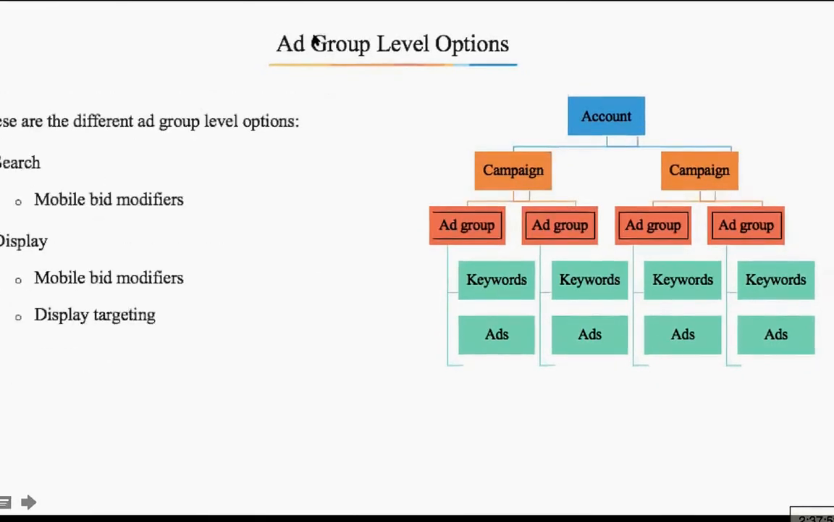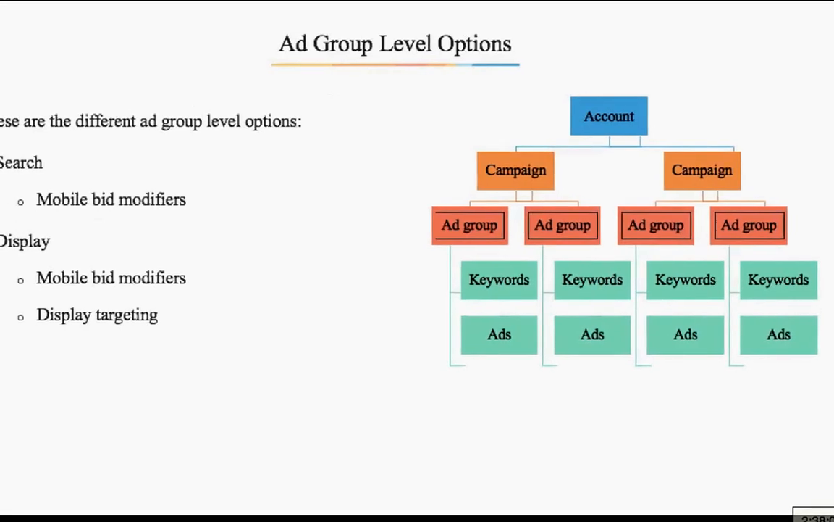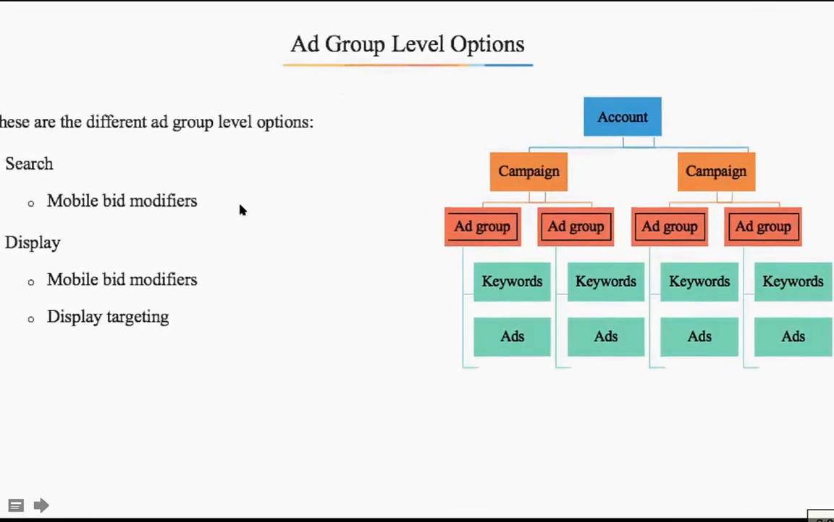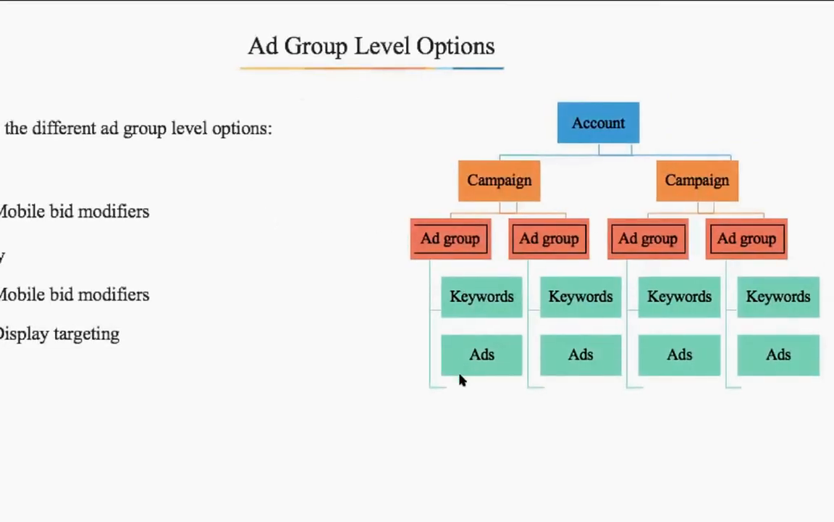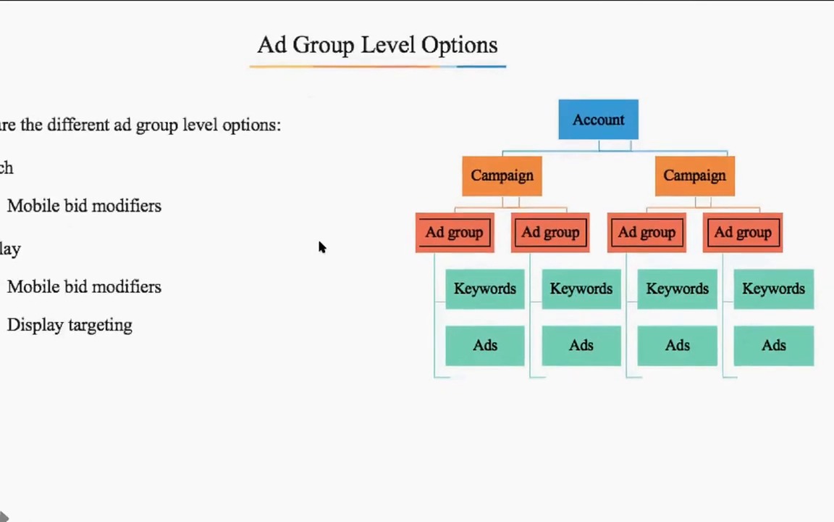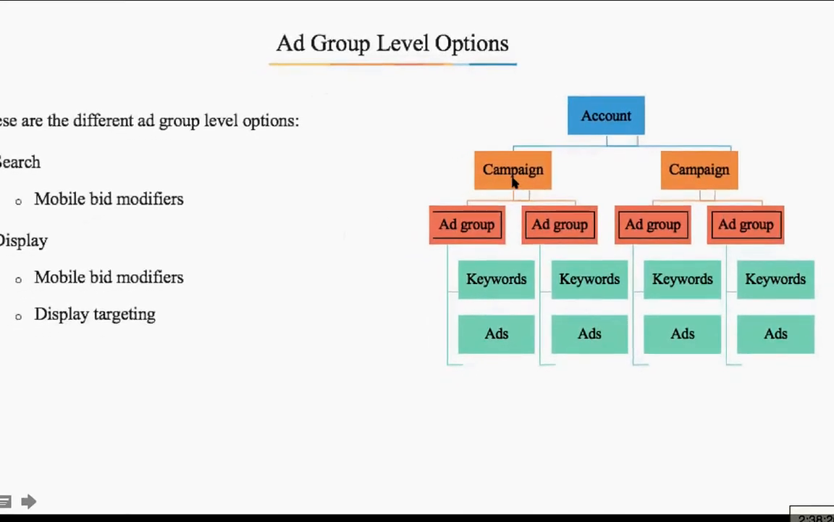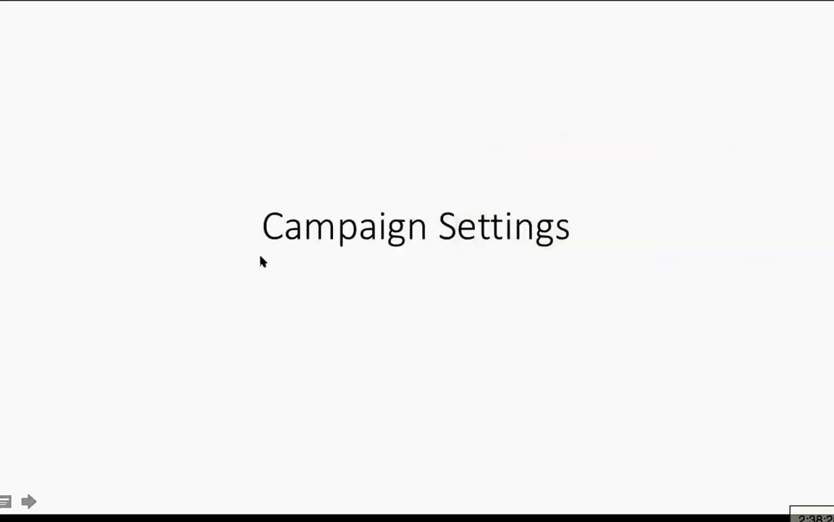Then we jump on to the ad group level settings. These are the different ad group level options, whether it's with search or with display, mobile bid modifiers and display targeting and so forth. We'll talk about this, right? Then comes level number 4, which is keywords and ads, all right? There are not many options underneath that. So the major options are at the campaign level and so forth, right? Now we'll understand the campaign settings one by one. We will understand them theoretically, and following that, we'll do a practical walkthrough, guys.